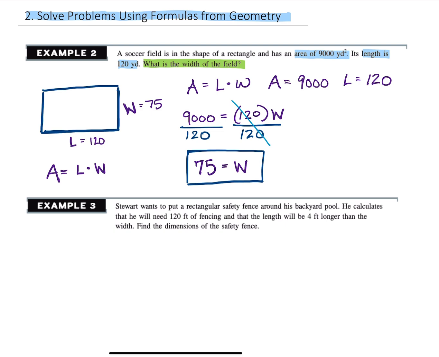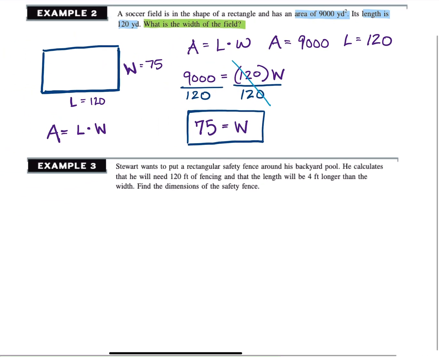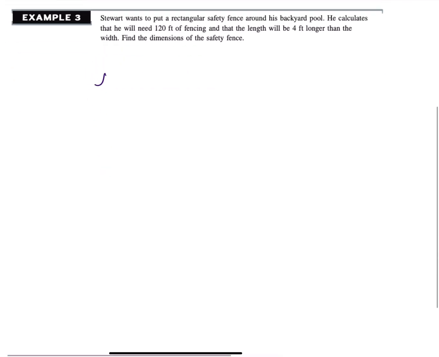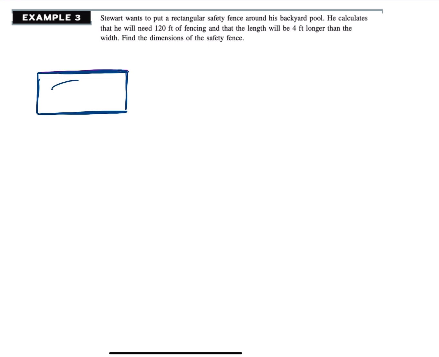Let's look at a slightly more complex example. Let's scroll down. So this one says Stewart wants to put a rectangular safety fence around his backyard pool. So it looks like we'll be dealing with another rectangle. So I'll go ahead and draw it out. And we can imagine the pool is in here.